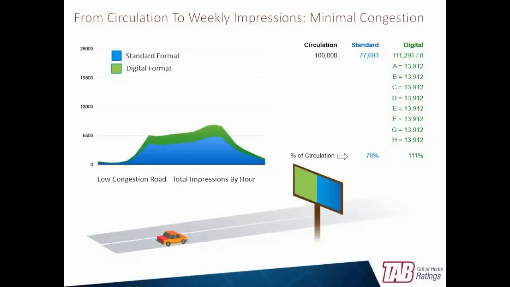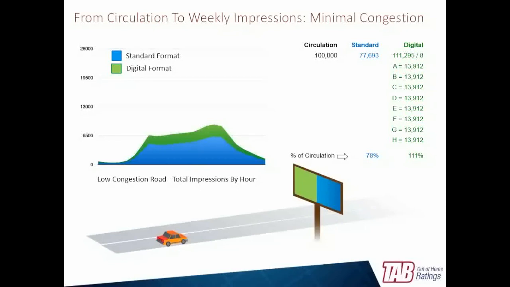Depending on the VAI score assigned, now with dwell time, we arrive at impressions. In this example, we have both a standard board and a digital board. By applying the standard board's VAI score, that now includes a minimal dwell time, this is just minimal traffic as an example, to the 100,000 circulation that you see on the upper right, we arrive at the weekly impressions of 77,693 for a standard unit. Or, said another way, 78% of the circulation.